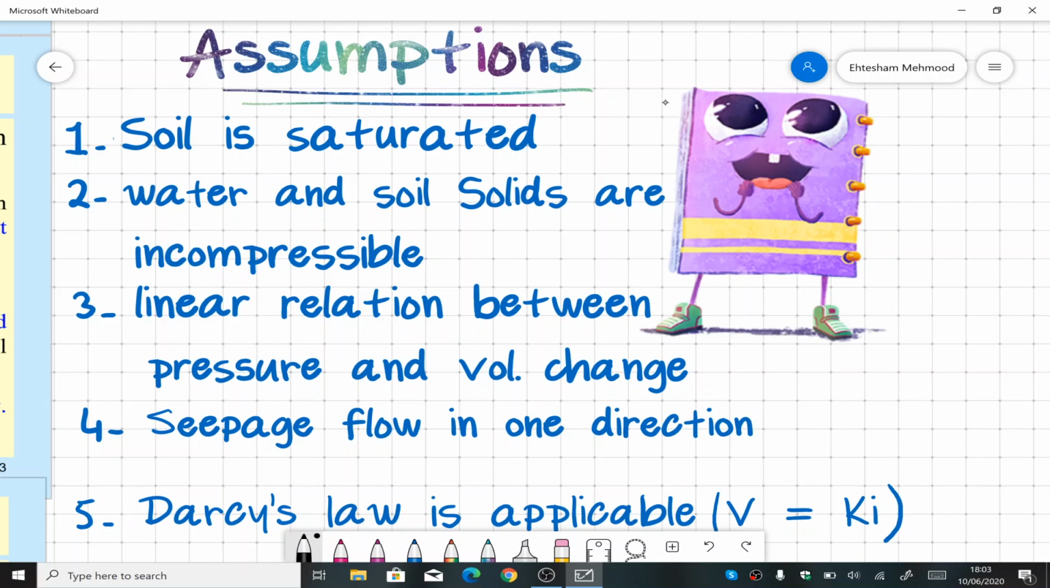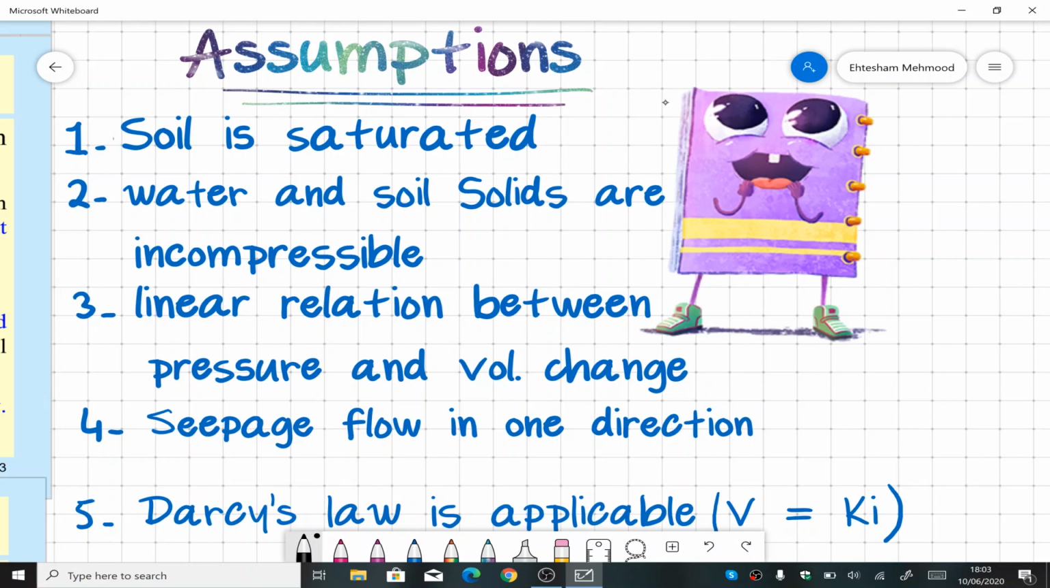Second assumption is that water and soil solids are incompressible. So that means there would be no reduction in volume of soil due to the compression of the soil particles. By that I mean breaking or fracturing of the soil particles or compression of the water. So we are totally neglecting. In reality, there might be some compression occurring in real life, but for Terzaghi's theory, Terzaghi thought that there would be no compression in water and soil solids.